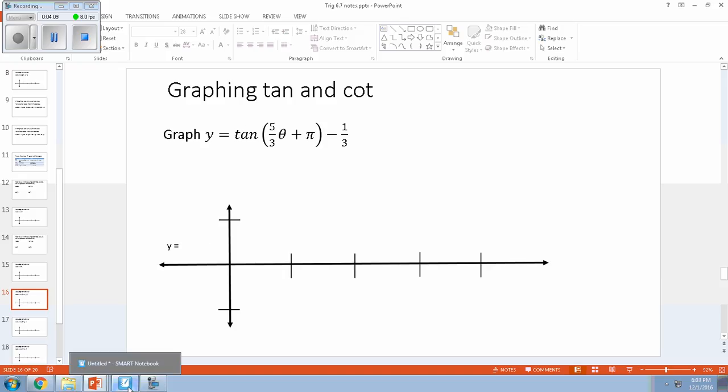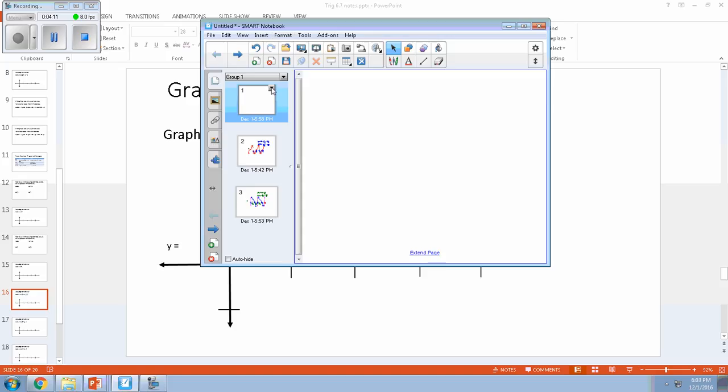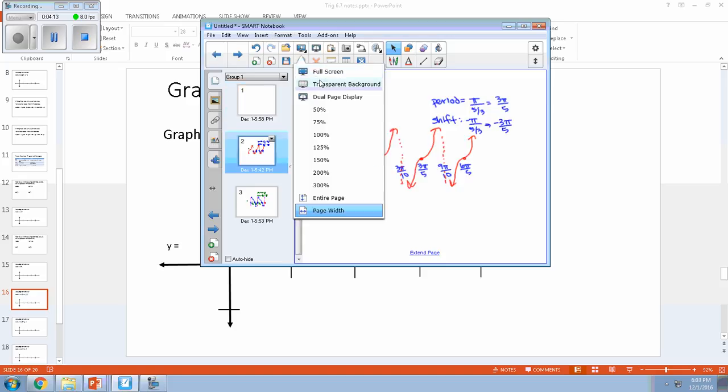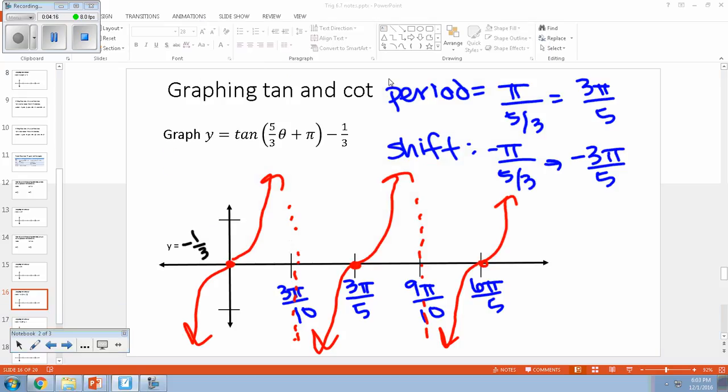I'm going to show you the correct answer of these now that you've had a chance to work through it. I've already sketched it on my screen for you. Okay, so my period here, I did pi over 5/3, which gave me 3/5 pi. So I did put 3/5 halfway, just because that's where our one period would go, and then I doubled it to get my 6/5 over here. Halfway here is the 3/10, and then my 9/10 is my other number that I have as well.